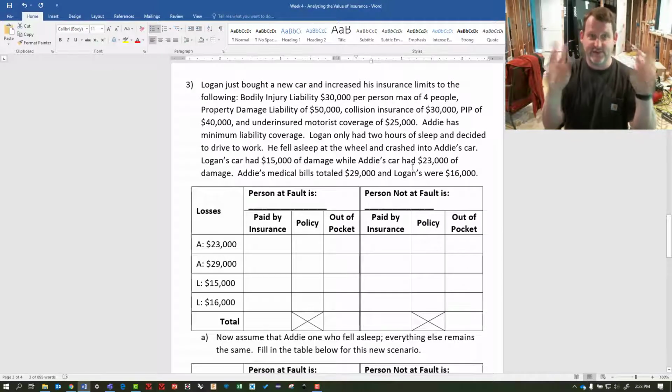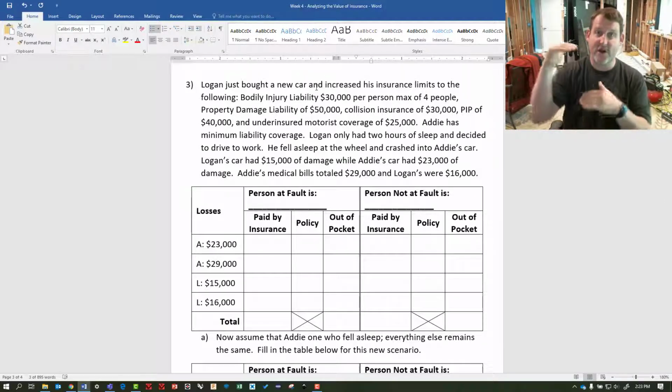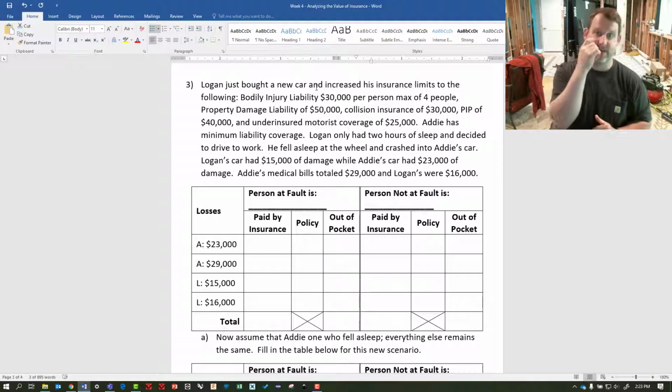Scenario 3, let's do it. So Logan, in this case, just bought a new car and his insurance limits are the following. He has bodily injury liability. Notice it's usually a minimum of $25,000, but you can choose a higher liability. It's going to cost you a little more each month, but you'll be more protected in case of an accident.